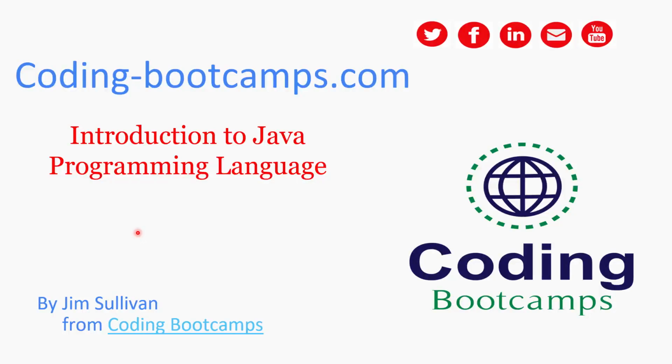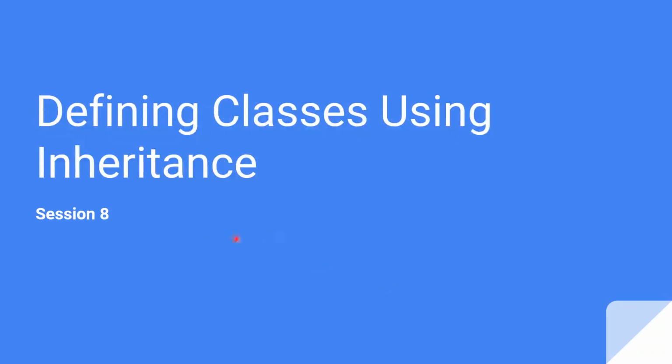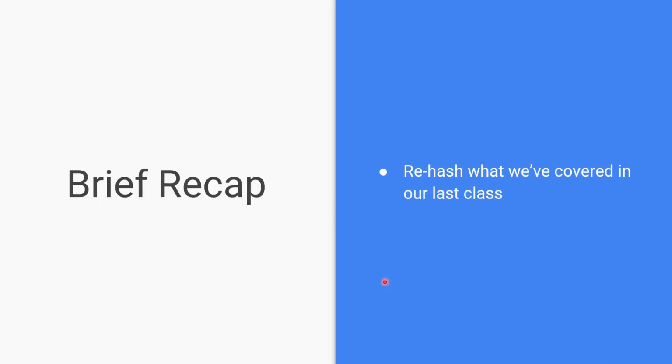This is the introduction to the Java programming language, a presentation of coding boot camps. In this session, which is session 8, we are defining classes using inheritance. In our previous lesson, we discussed the basics of how Java implements inheritance.